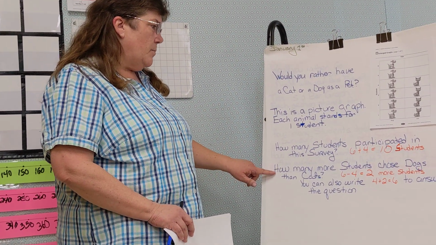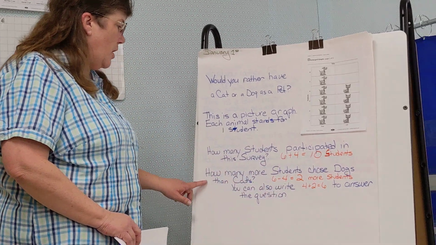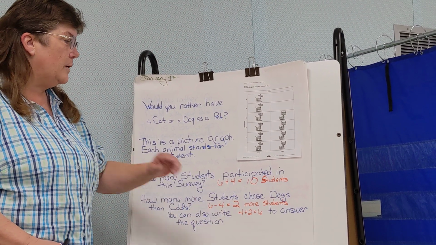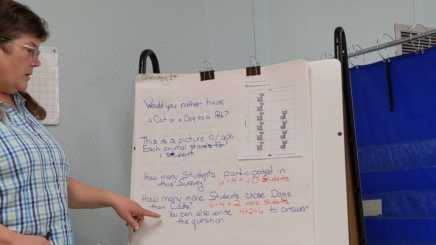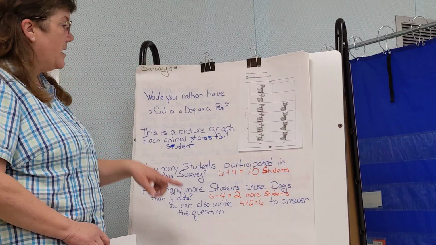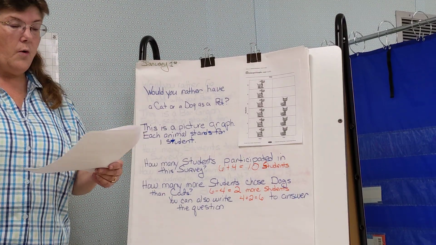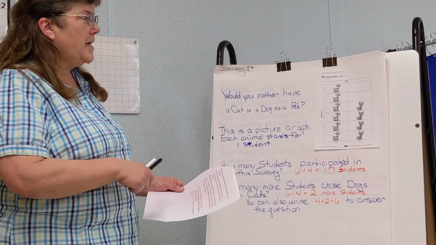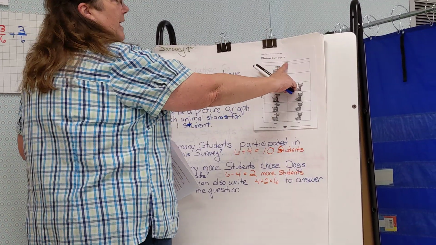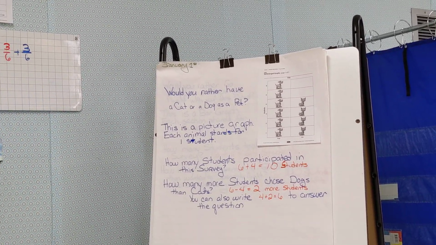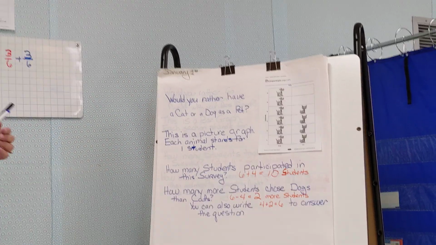How many more students chose dogs than cats? So 6 minus 4 equals 2. You can also write it as 4 plus 2 equals 6 to answer that question. So, does it have a title? It has a place for a title, but it doesn't have a title. So we're going to put the title of Choices of Pets.